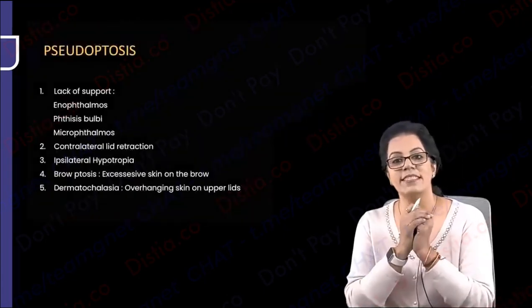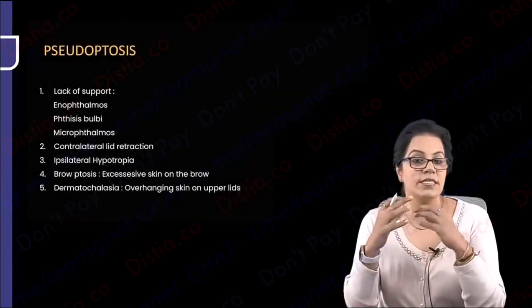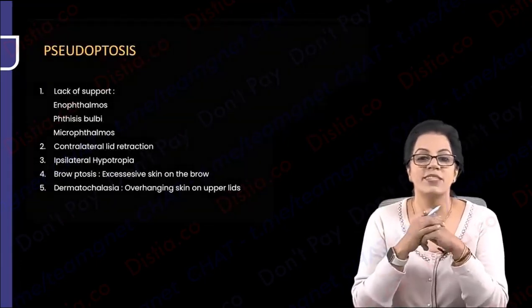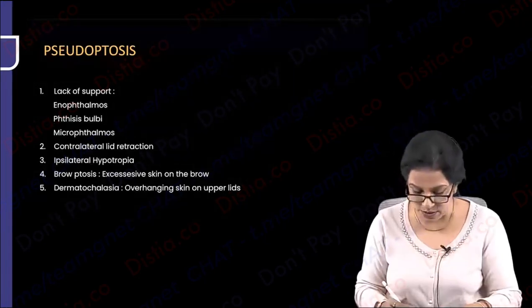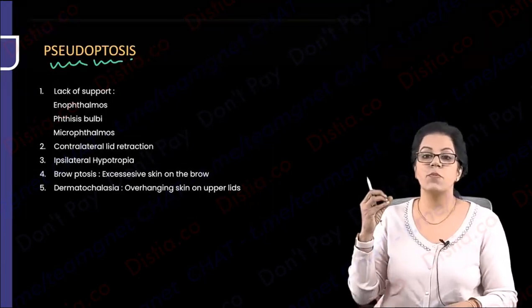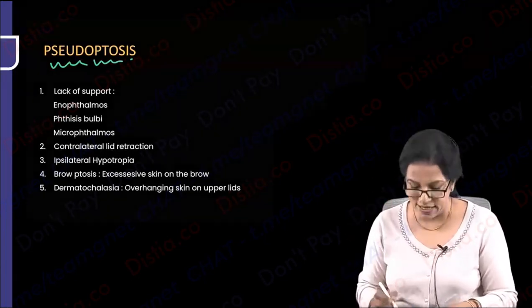Okay, yes, another entity: what is pseudoptosis? It is when the cause is not due to any problem in the retractors. It looks like the eyelid is drooping, but it is not. That is pseudoptosis. What can be the cause of pseudoptosis where there is no problem in the lid, but I see a drooping?